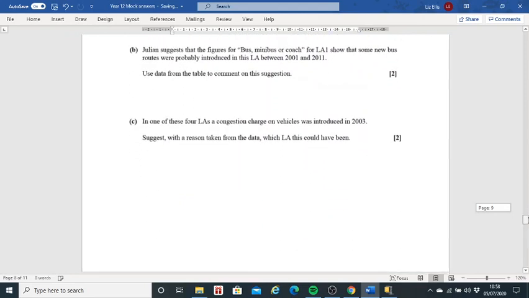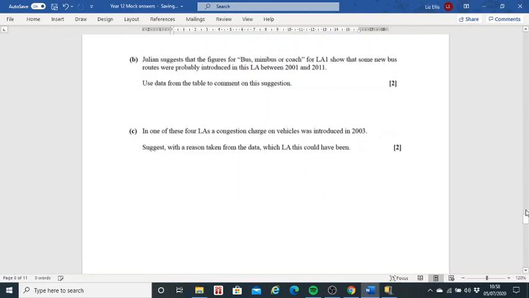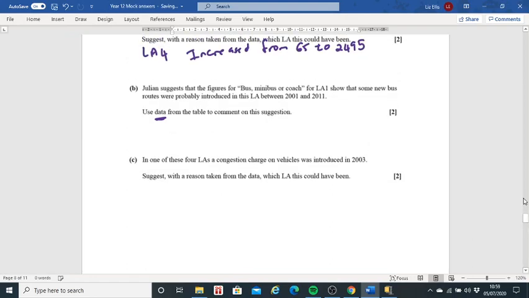Question B. Julian suggests that the figures for bus, minibus or coach for LA1 show that some new bus routes were introduced. Use the data from the table. So they're actually telling us here they want us to look at the data. They want some figures from the data. So let's have a look.